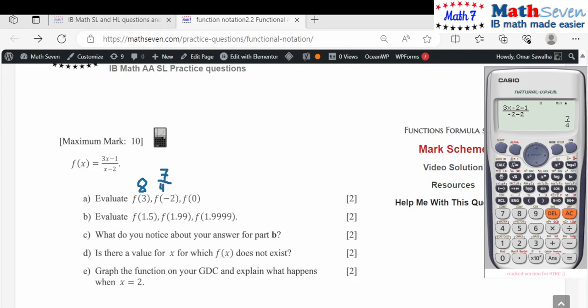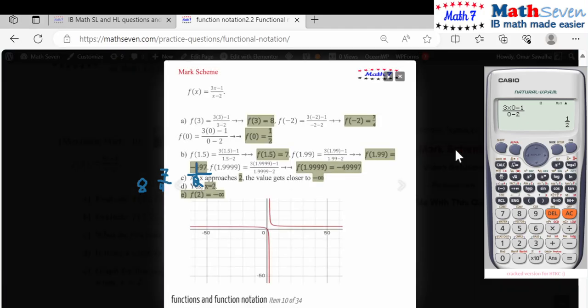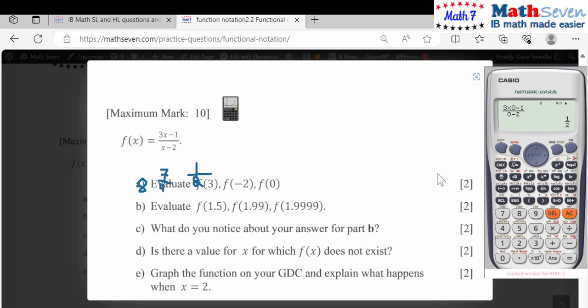So what do you get? AC the calculator, you go like this. 3 multiplied by 0, so you get half. So this is direct application. Just plug in the values in the calculator. Let's check the mark scheme. Take a look. 8, 7 over 4 and half. We are good to go. So this is for the first part.